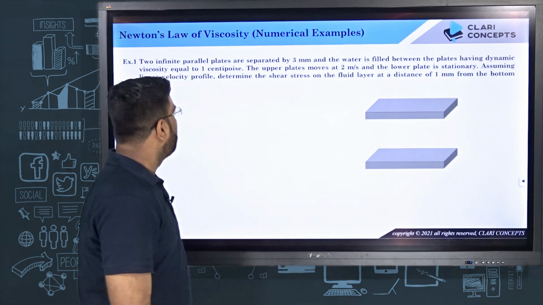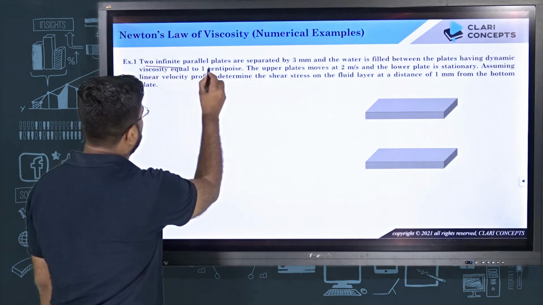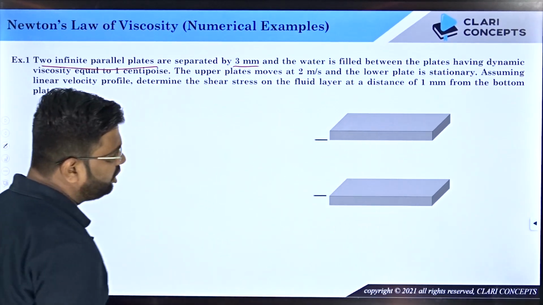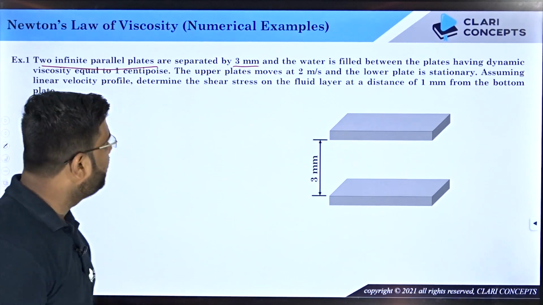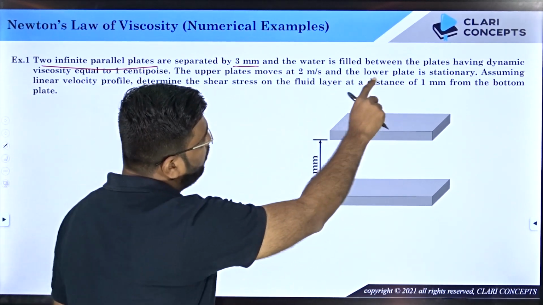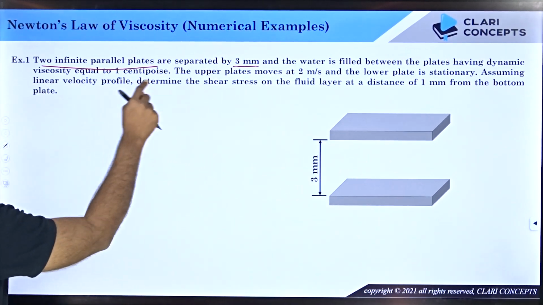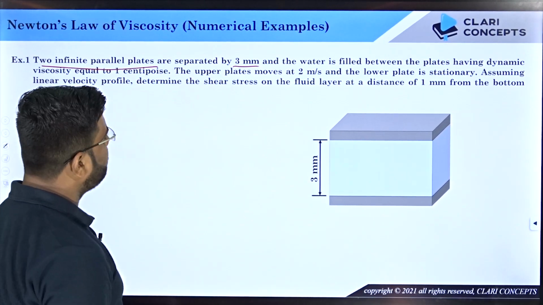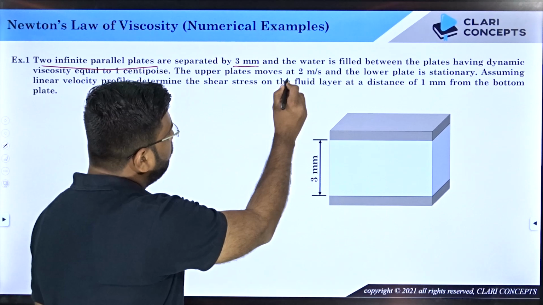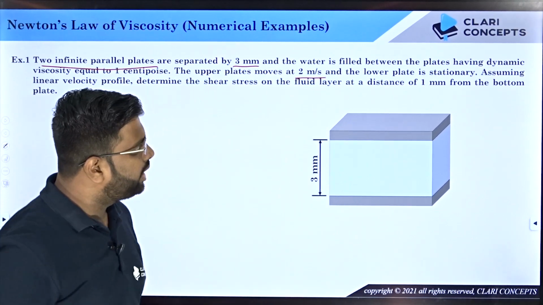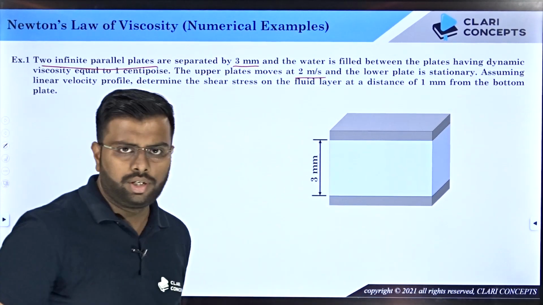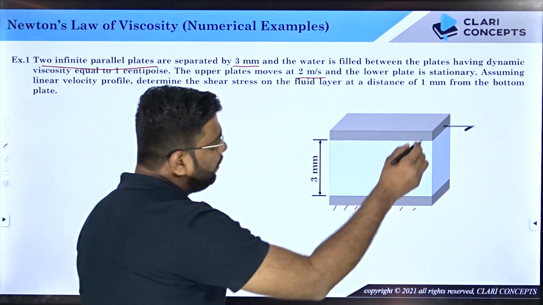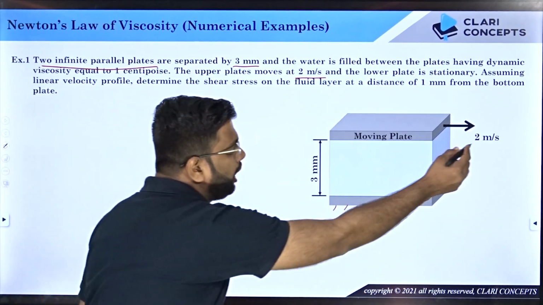So I have been given two infinite parallel plates which are separated by a distance of 3 mm. So I have two plates and the distance between these two plates is 3 mm, and the water is filled between the plates having dynamic viscosity equal to 1 centipoise. So I have water in between these two and the viscosity is 1 centipoise. The upper plate moves at the velocity of 2 meters per second and the lower plate is stationary. So I can say this lower plate is stationary, fixed, and the upper plate moves with a velocity of 2 meters per second.